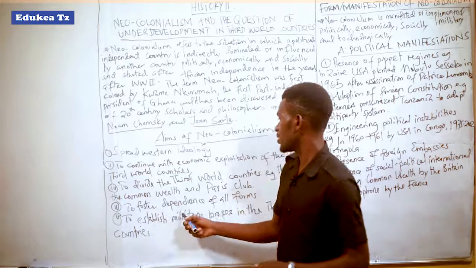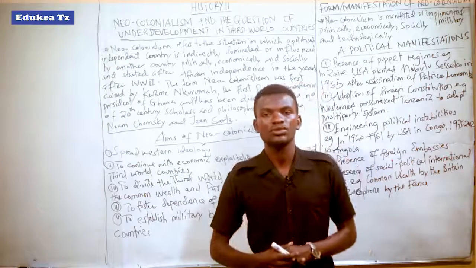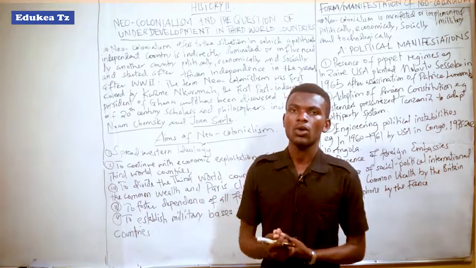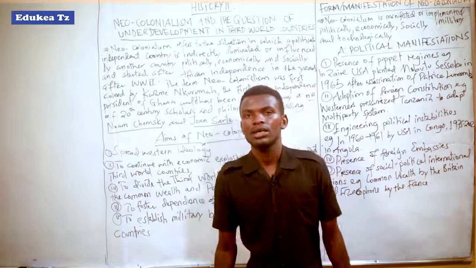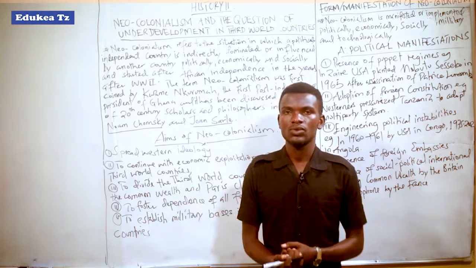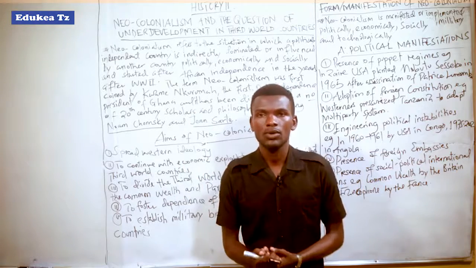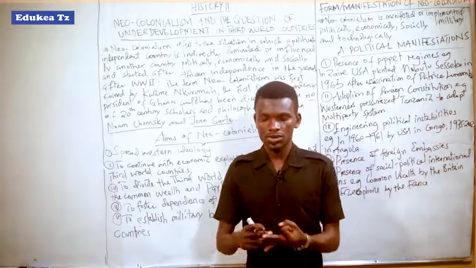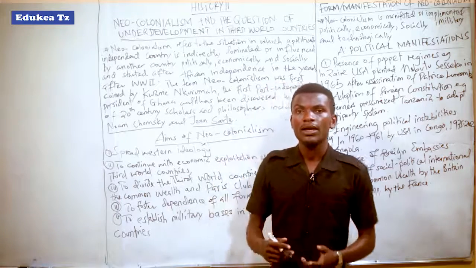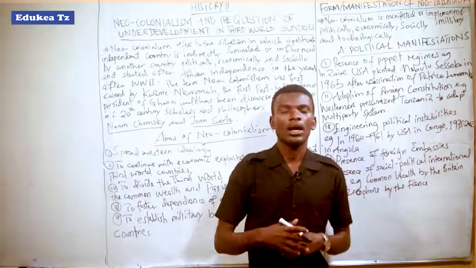Another was to foster dependence of all forms. It means that the introduction of new colonialism in the third world countries was to foster dependence in all spheres of life. New colonialism was established to make third world countries dependent on the Westerners or the imperialistic powers: politically, economically, socially, militarily, and technologically. And as you see now, the third world countries are still depending on the imperialistic powers or abroad nations.